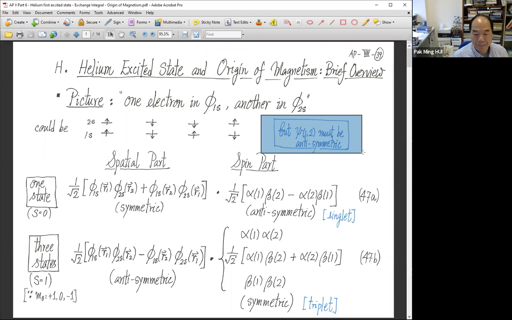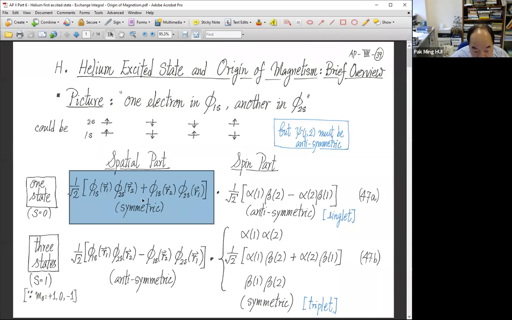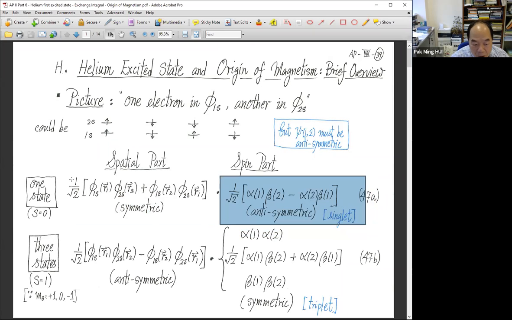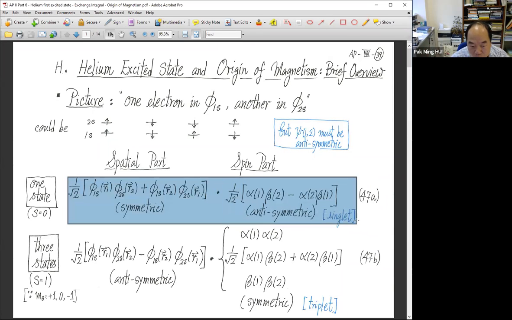So construct them, okay? How many of them can we construct? I think now the answer is very explicit and apparent. Two different states, 1s, 2s. We could construct a symmetric space part, symmetric because I have a plus sign in the middle, to go with the spin singlet. The product is anti-symmetric, fine, okay? So the first line is one option. Space part symmetric, spin part anti-symmetric.